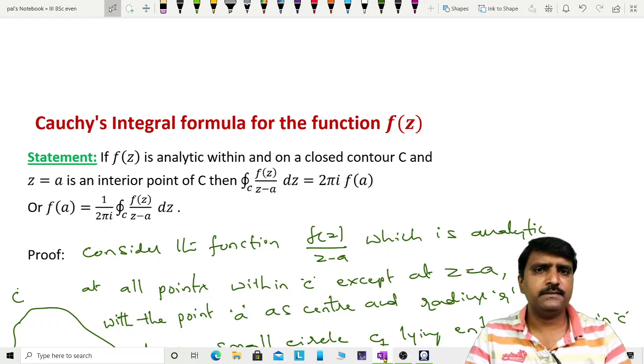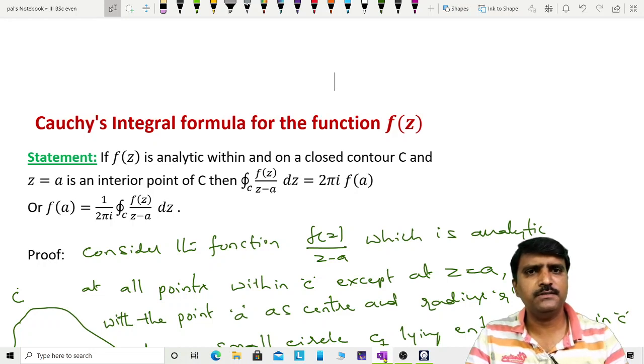So in last class I discussed Cauchy's integral formula and related problems on Cauchy's integral formula. So don't get confused with Cauchy's integral formula and Cauchy's integral theorem. Just remind this statement of Cauchy's integral formula.